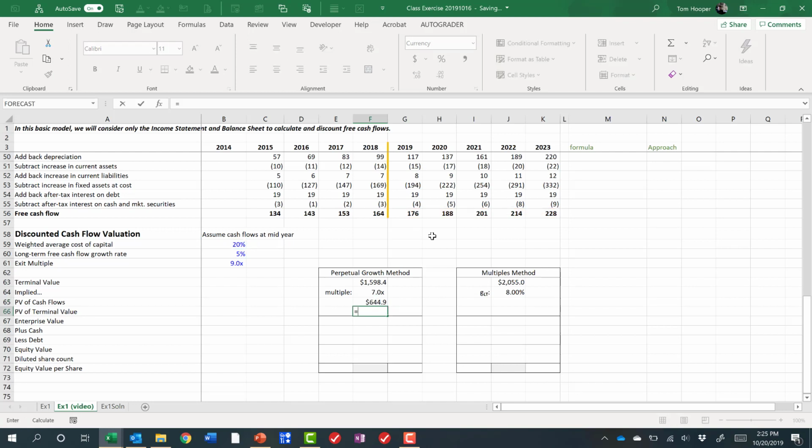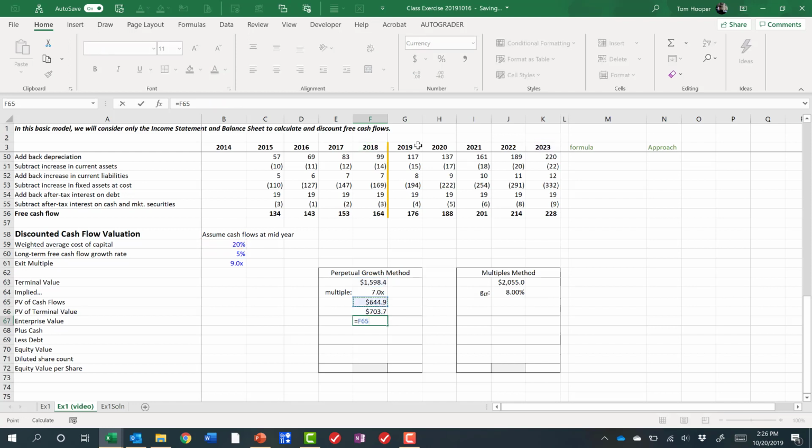Present value of the terminal value, just take that future value, divide by 1 plus the WACC to some exponent, and the exponent is going to be 1, 2, 3, 4, 5 minus a half for the mid-year discounting. So we'll say this minus the half should give us the right number.